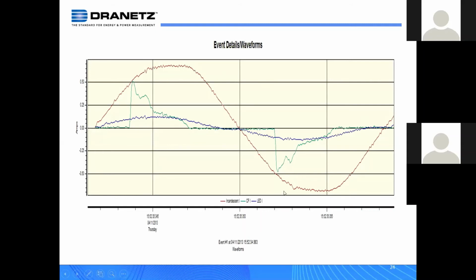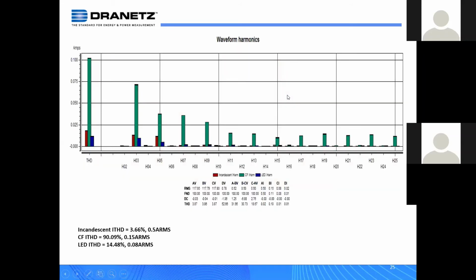What you see in red here is an incandescent bulb, and ignore this distortion. This is actually probably from the bench in our lab out here, just what's going on in the power system. But here's a compact fluorescent bulb, almost looks like a switch mode power supply, and that's in green. And in blue is the LED bulb. This is the current drawn by these light bulbs. So you look at it a little bit different.